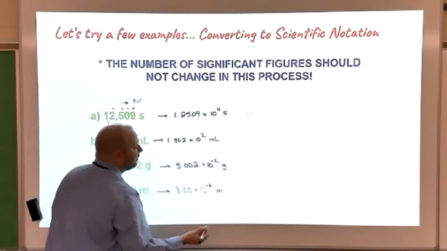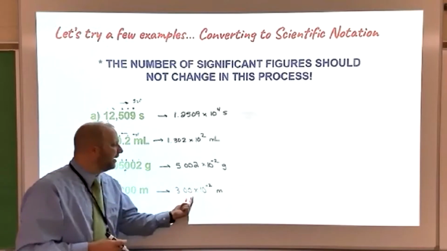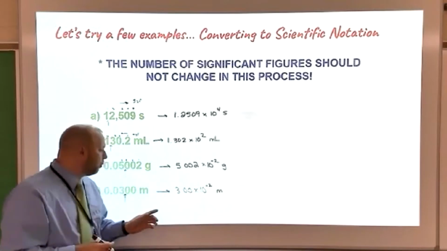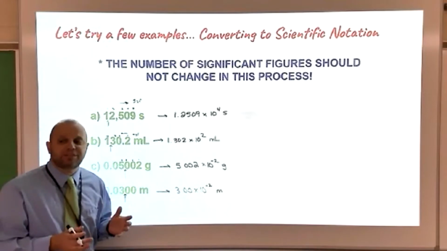And of course, we're going to keep the unit of meters. Now, some of you might be asking, why did I bother writing these zeros here? Why didn't I just cut it off at the 3? And it has to do with significant figures.